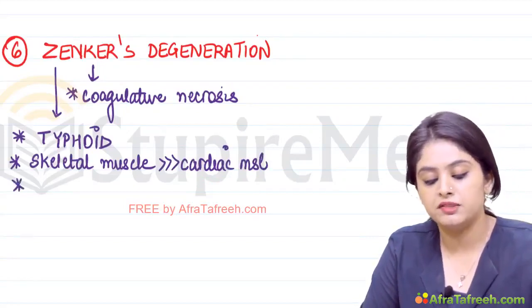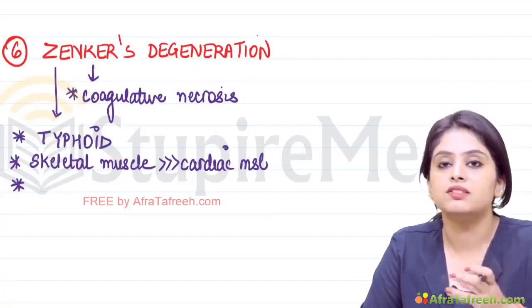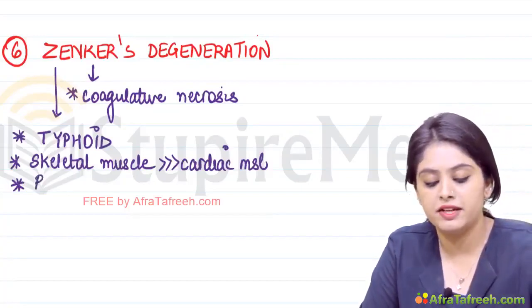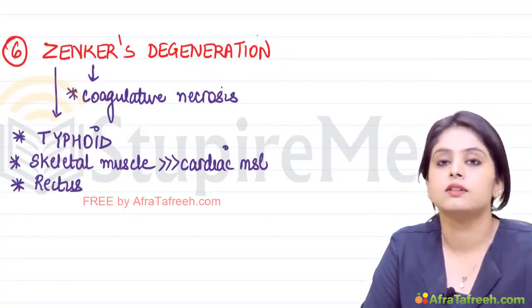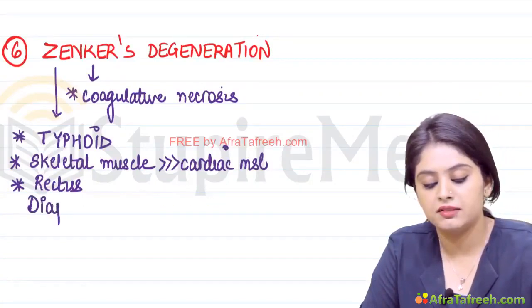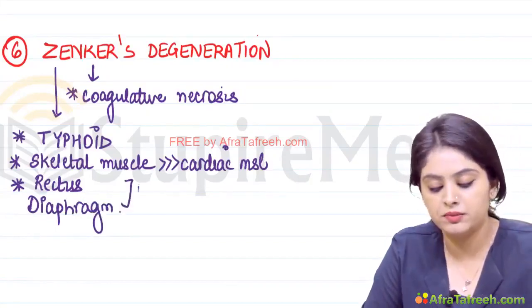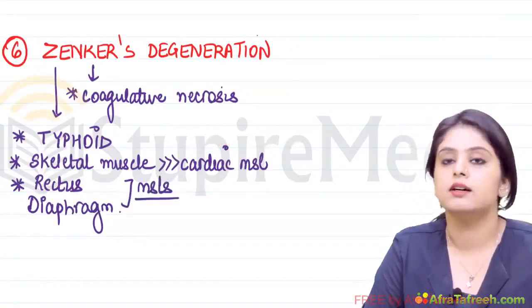Amongst the muscle groups, that is the next question. Please note the next question is, amongst the muscle groups, the common ones affected are the rectus abdominis and the diaphragmatic muscles, the muscles of the diaphragm. These muscle groups are very commonly affected.